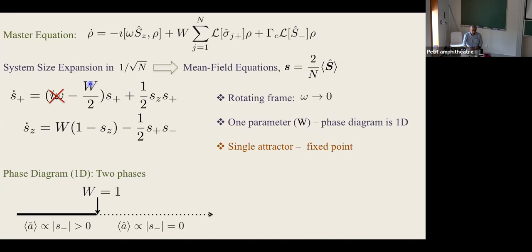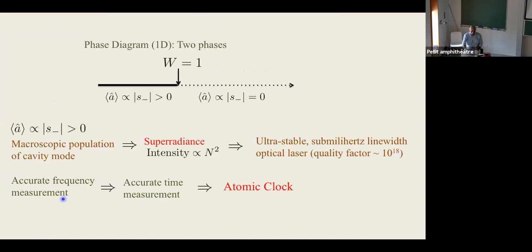And there are two phases. So for w greater than 1, the fixed point has S minus equal to 0. It means there is no radiation from the cavity. It's a non-radiative fixed point. For w less than 1, S minus is greater than 0. So there is a macroscopic population of the cavity mode. And this transition that happens at w equals 1 is nothing but the superradiant transition.